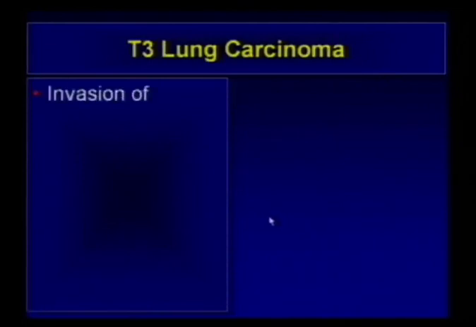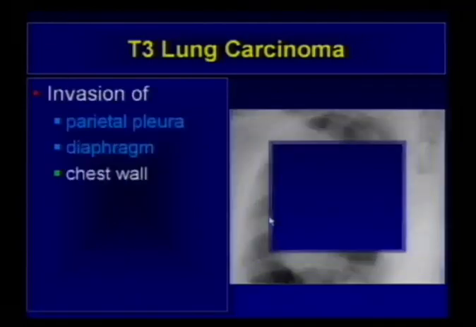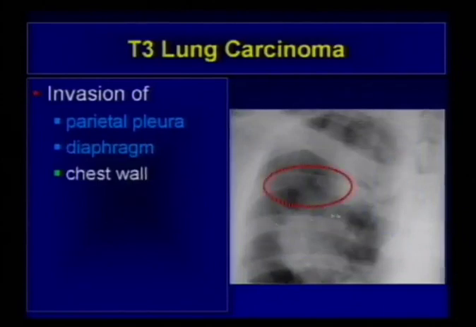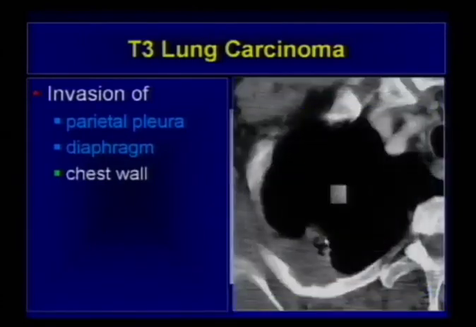A T3 lung carcinoma, invasion of any of these structures: parietal pleura, diaphragm, chest wall. You see a solitary nodule, always look at those ribs. You can actually see the cortical margin pretty well here, and then it's eaten away here. On the CT scan, the lesion is clearly invading into the chest wall. That automatically gets you into the T3 category. Important observation to make. It changes staging and it changes the way the surgeon's going to approach the case. They're going to have to reconstruct the chest wall to get this thing out.